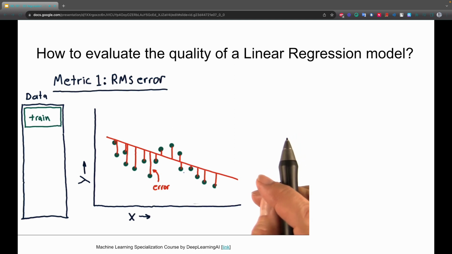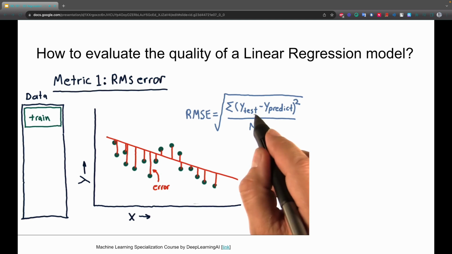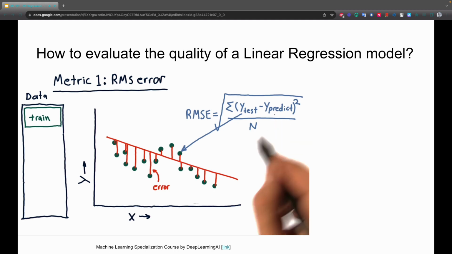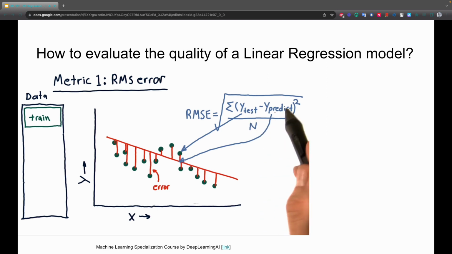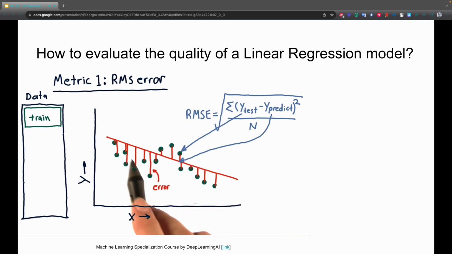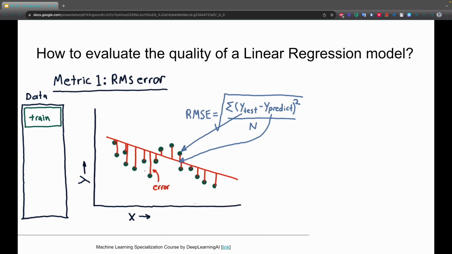That sounds kind of complicated, but here's what it looks like. Y test minus Y predict. So Y test are the actual values of the data. Y predict are what our model predicted. We take that difference at each point, square it, sum all those together, divide by the number of points, and take the square root. And that's our root mean squared error. What this is an approximation of really is sort of the average error, but we end up emphasizing larger errors a bit more.